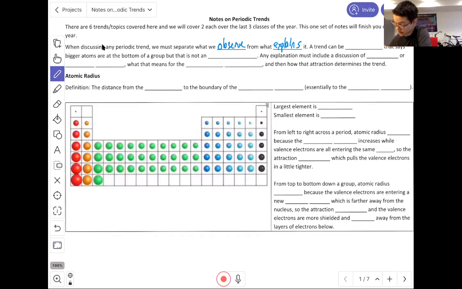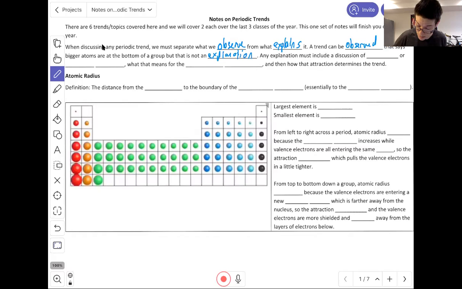So if they ask for an observation, give an observation. But if they ask for an explanation, then make sure you are actually providing an explanation. So a trend can be observed that says the bigger atoms are at the bottom of a group, but that is not an explanation. So on the assignment for this week and next week, I do give you some pointers about what needs to be in an actual explanation. And I'm going to say the same thing right here.